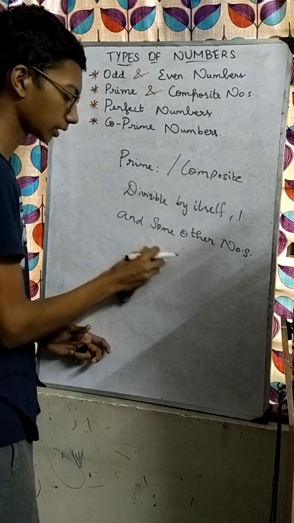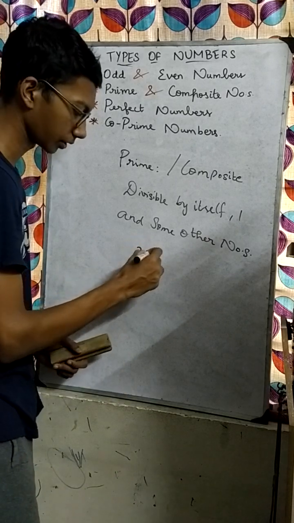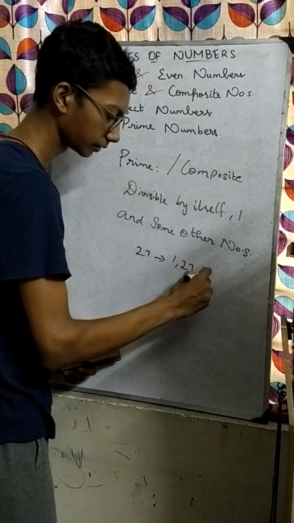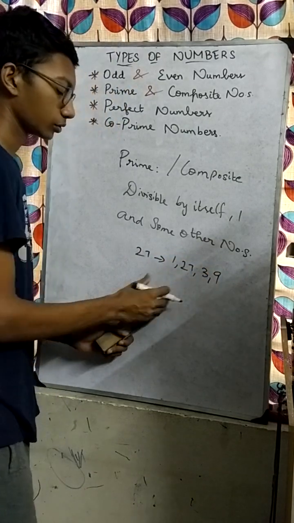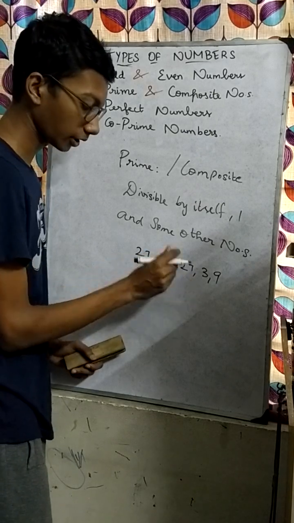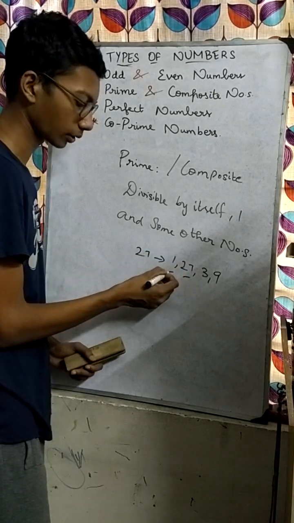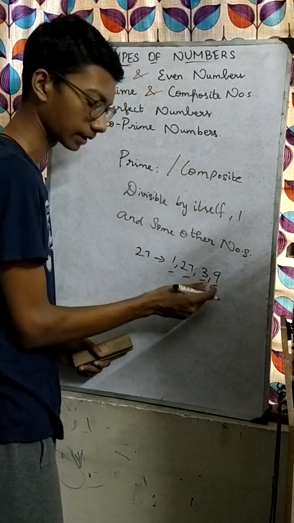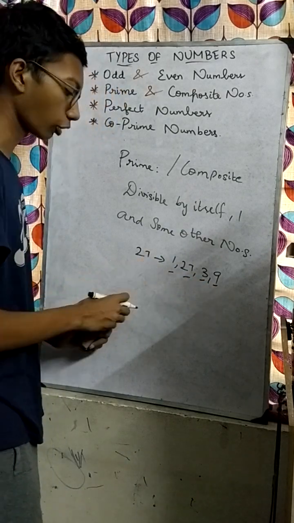Let's take a different example for this. Let's say we have 27. It is divisible by 1, 27, 3 and 9. So these numbers are the divisors of 27. If the divisors were only 27 and 1, then it would be a prime number. But in this case, it is divisible by other numbers too. So this number is a composite number.